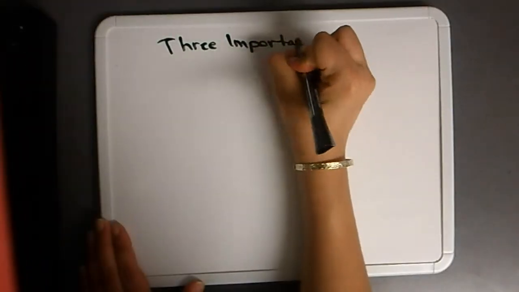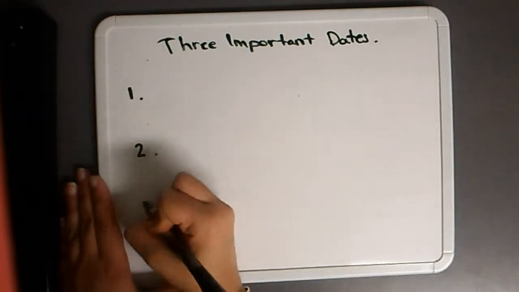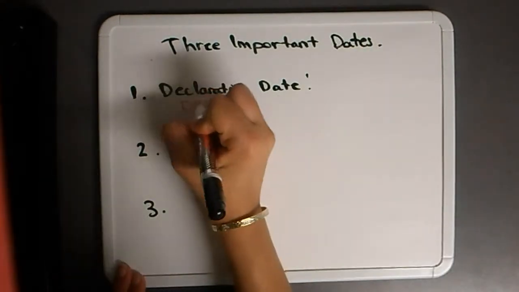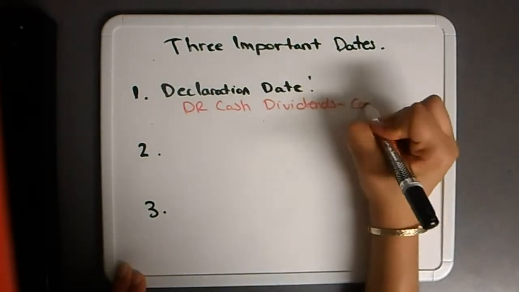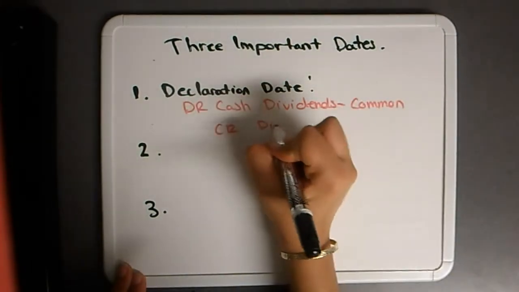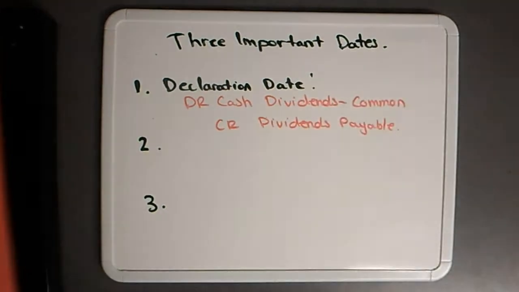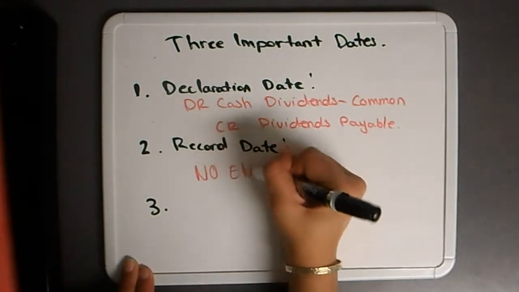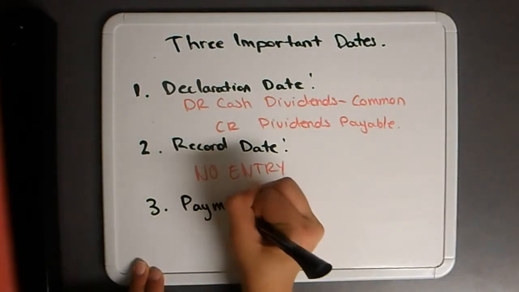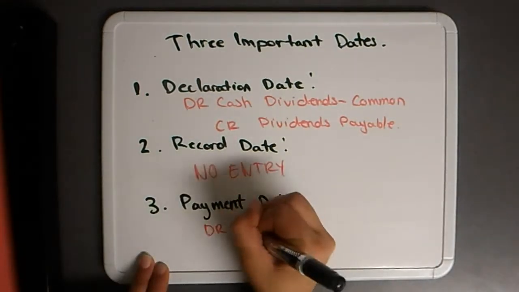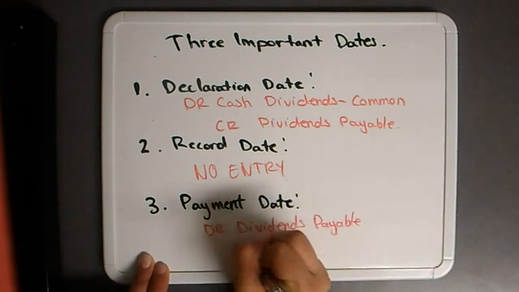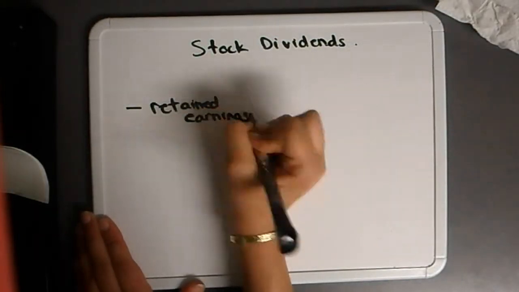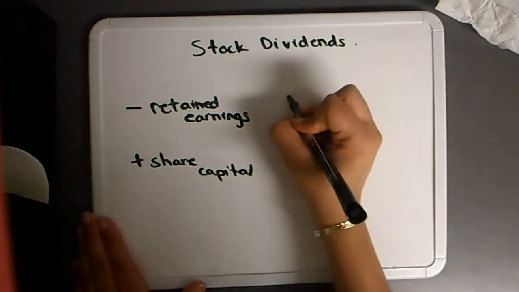There are three important dates for dividends. The declaration date is the date the Board of Directors formally authorizes and announces the cash dividends. The record date is the date when ownership of the outstanding shares is determined for dividend purposes. The payment date is the date the dividend checks are mailed to the shareholders and the payment of the dividend is recorded. A stock dividend results in a decrease in retained earnings and an increase in share capital.